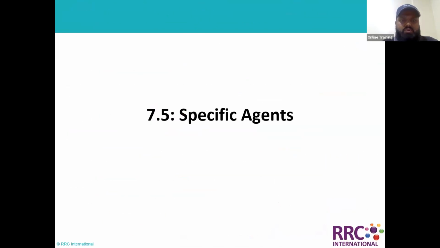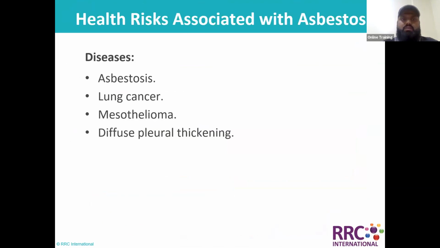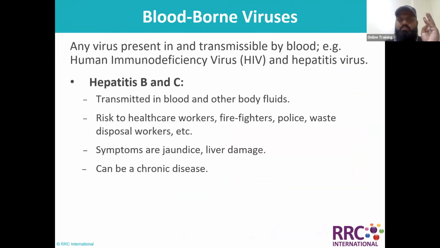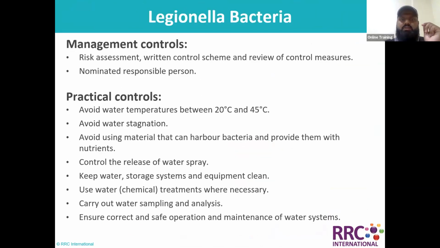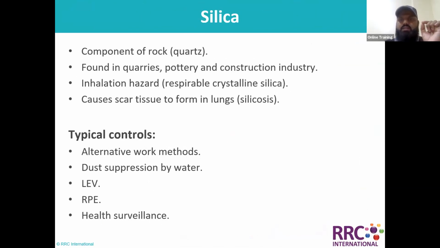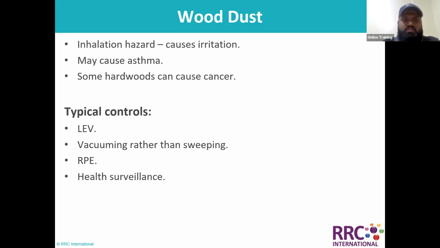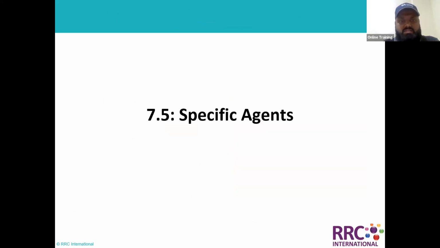We have one module about the specific agents, in which we have to discuss asbestos and its different forms, how it reacts, and how we are going to control blood-borne viruses like hepatitis B, hepatitis C, carbon monoxide, cement, legionella bacteria, leptospira bacteria, silica, and finally wood dust. These are some of the topics we have to discuss. If you agree, we can take a break and discuss it after the break.